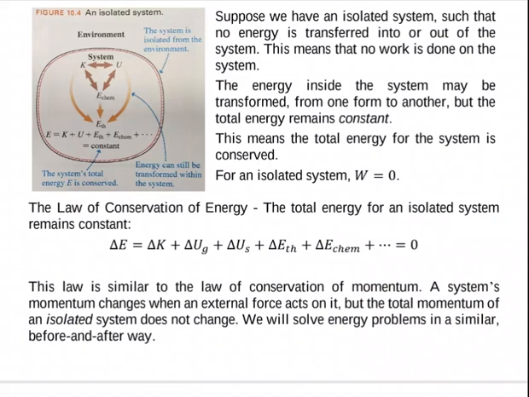All right, suppose we have an isolated system such that no energy is transferred into or out of the system. That means no work is being done on the system. Isolated system, nothing being transferred in or out. Work is how we transfer in or out, so no work is being done. So no movement? Didn't say that. No, the energy inside the system may be transformed from one form to another, but the total energy remains constant. This means the total energy for the system is conserved. So for an isolated system, work equals zero. It's an isolated system. We're not transferring energy in or out. Work equals zero.